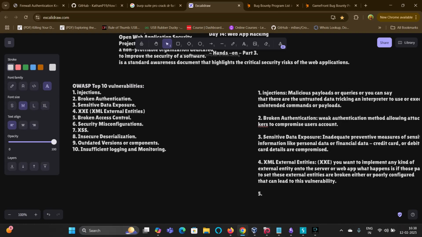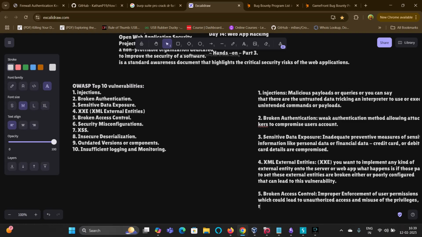Moving on to the fifth point, that is broken access control. We all have heard about broken access control a lot, and we know what it is. Broken access control is basically improper enforcement of users' permissions, where people are given wrong permissions, or due to poor configuration of the user permissions, unauthorized access could take place. So basically, it is improper enforcement of user permissions, which could lead to unauthorized access and misuse of the privileges.